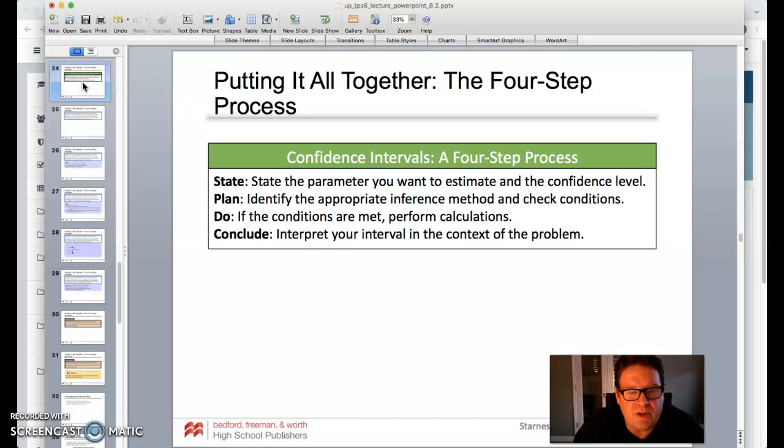All right, we're back here to finish up section A2, and we're going to put it all together. The four-step process, here it is. You've got to state, plan, do, conclude. State the parameter you want to estimate and the confidence level. Plan: identify the appropriate inference method and check conditions. Do: if the conditions are met, perform calculations. And conclude: interpret your interval in the context of the problem.